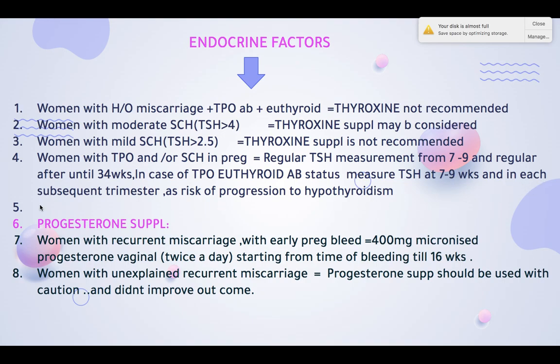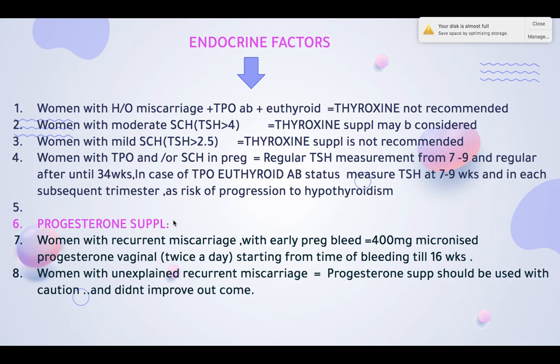But here you will monitor in each subsequent trimester, first trimester, second trimester and third trimester, because there is a risk of progression to hypothyroidism. The patient already has antibodies. At any time, she can become hypothyroid. This is the reason you are going to measure the levels in every trimester, right? This is the treatment of the endocrine factors, and as I have told you, many EMQs can come from this part.